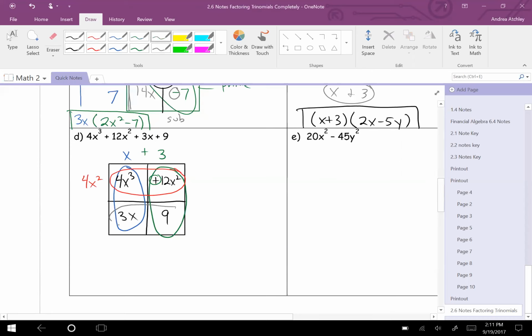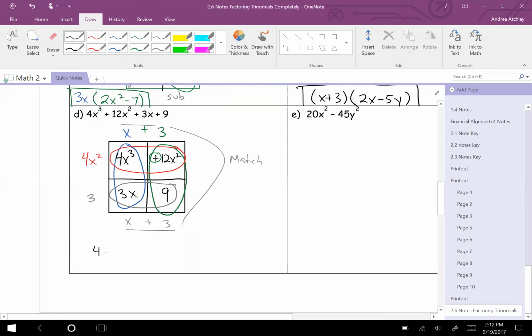And then our last one is 3. They both can be divided by 3. And then we're going to check. 3x divided by 3 is x, and 9 divided by 3 is 3. And these both match. So I've done this correctly. And I should have 4x squared plus 3, and then x plus 3. Any questions over that?